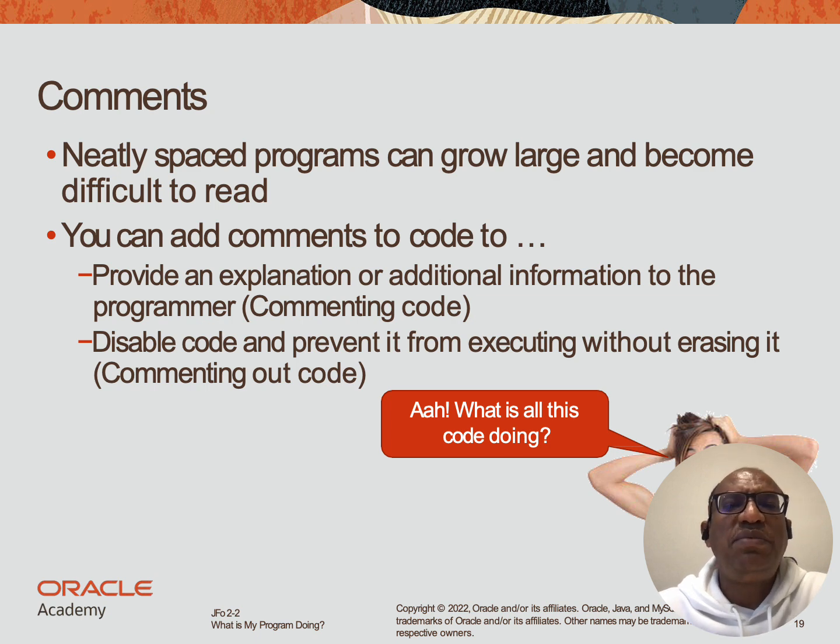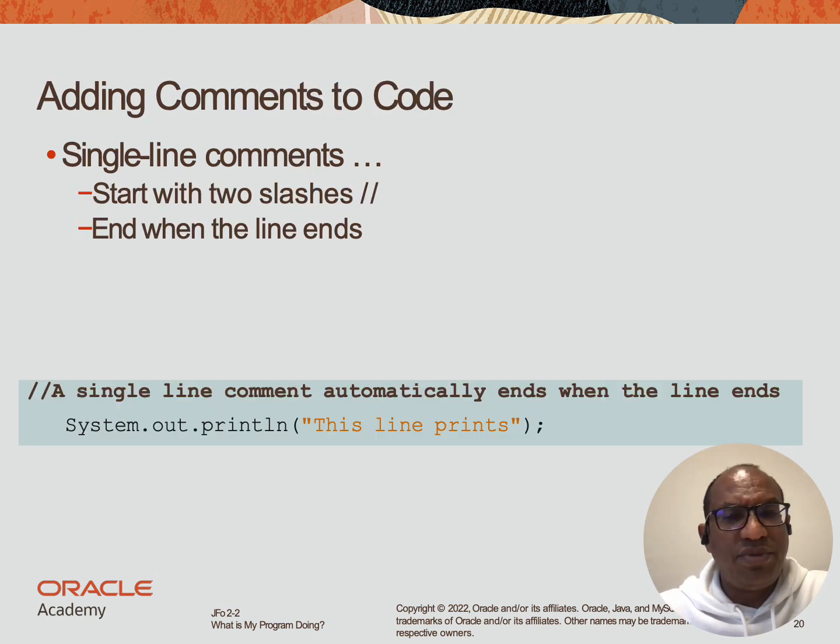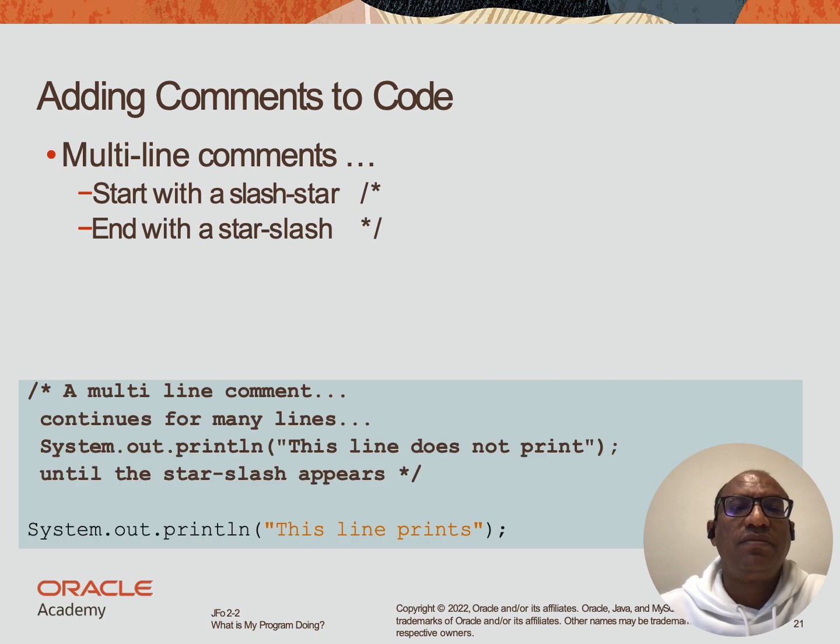As programs grow, they become harder to read. Comments can help by explaining what certain parts of the code are doing or by temporarily disabling code. Single-line comments start with 2 slashes. They end at the end of the line and are great for brief notes or reminders. Multi-line comments begin with slash asterisk and end with asterisk slash. These are great for longer explanations or for temporarily hiding chunks of code.